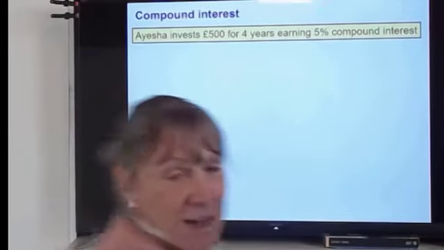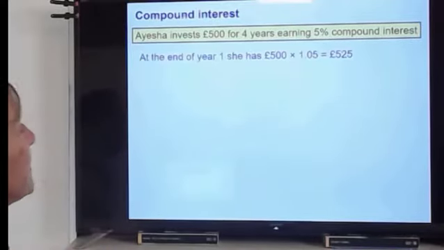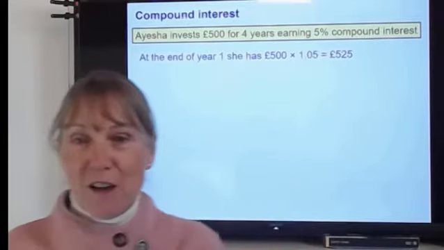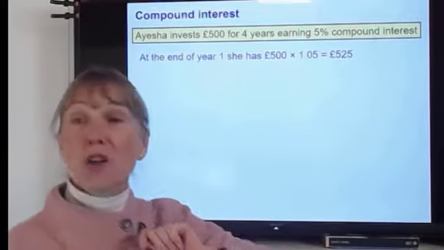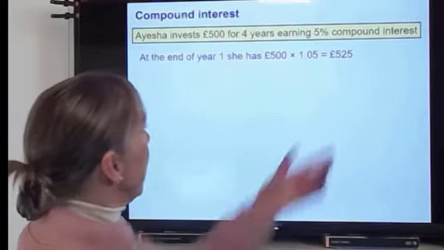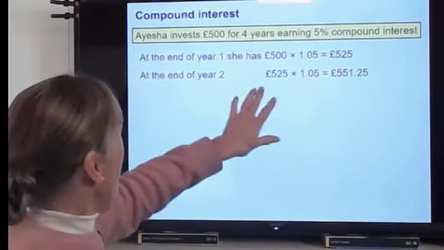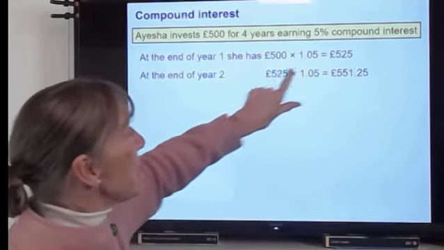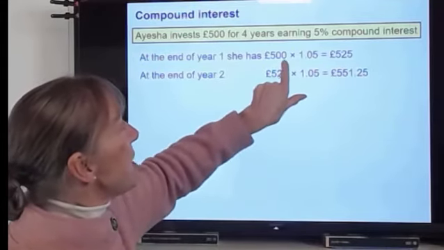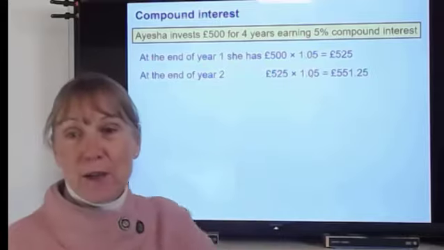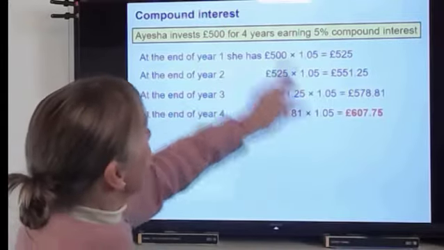So Aisha has £500. She invests for 4 years, earning 5% compound interest. All right, so we've already seen how to add 5%, haven't we? So after year 1, she will have her 500 times 1.05. So that's how we add 5%. Great. At the moment, it looks like simple interest. But now, it doesn't look like simple interest, because at the end of the second year, we take the amount she had in the previous year and find 5% of it. So now she's earning interest not just on the 500, but also on the interest she earned the year before. And this continues for 4 years until she's got that amount.